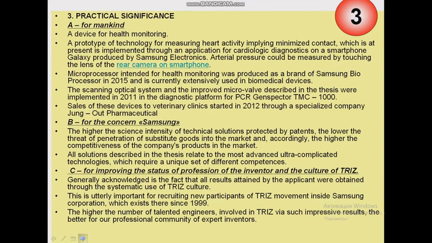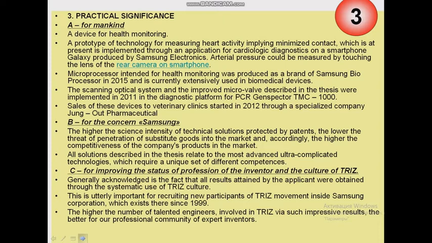Chapter number 3, practical significance. There are 3 important sides in this chapter. Side A, for mankind, a device for health monitoring, and you can see a link to how it can be made.